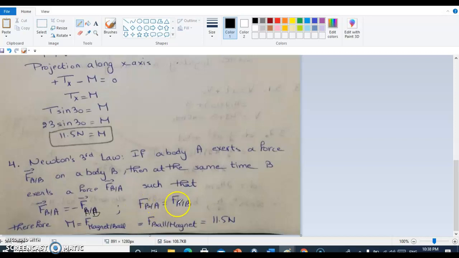So F B on A is equal to F A on B. Therefore, M, the magnetic force that we defined above, is the force exerted by the magnet on the ball, which is equal in magnitude to the force exerted by the ball on the magnet, equal to 11.5 newtons.